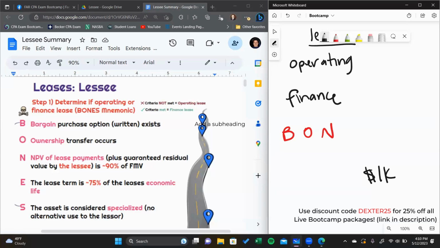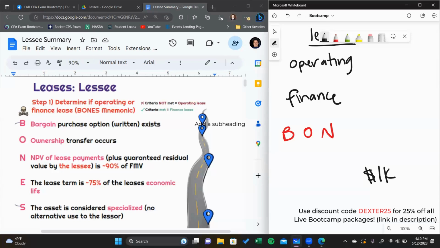So let's say we enter into a lease with the lessor and the lessor wants the value of the asset to be $1,000 at the end of the lease, but instead of requiring us to guarantee that amount, a third party steps in and says, I'll guarantee that the value will be $1,000 at the end of the lease. From the perspective of the lessee, we're not on the hook for any of that residual value, so we don't need to include that in the present value of the lease payments.